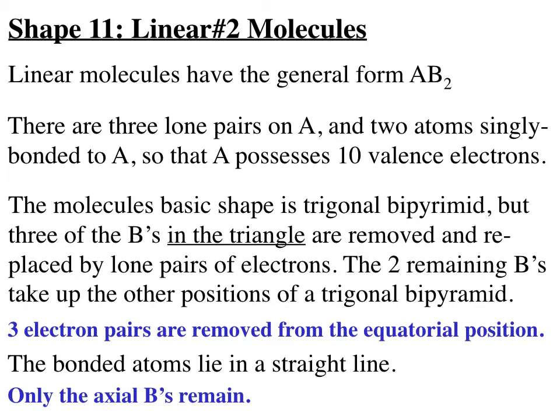Now, notice this is still what we would term a hypervalent molecule. It is hypervalent because among the 3 non-bonding pairs, that's 6 electrons. You have 2 bonding single bond pairs to 2 axial Bs. That's 4 more electrons. So we have 6 plus 4, or 10 electrons, which goes beyond a complete octet.